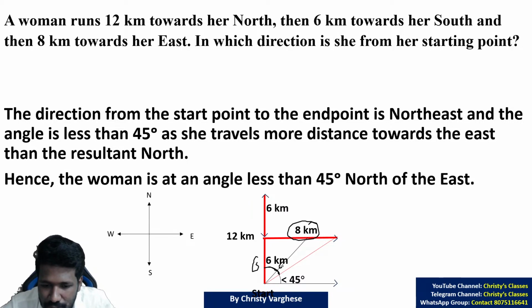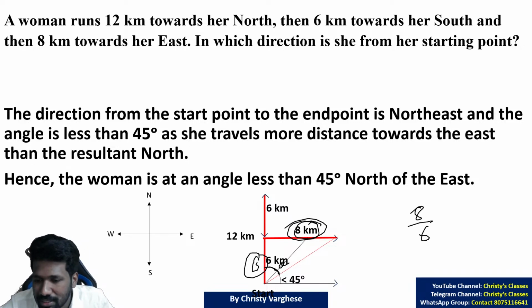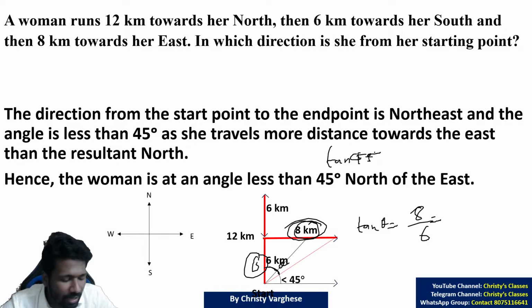So tan theta is opposite side by adjacent. Opposite is 8, adjacent is 6. So 8 by 6 is tan theta. Tan theta is 8 by 6, which is more than 1. More than 1 means, tan 45 is 1, and more than 1 will happen when the angle is more than 45 degrees.